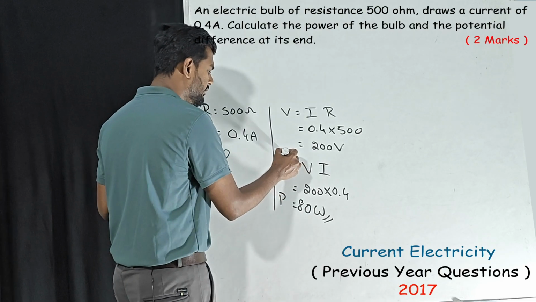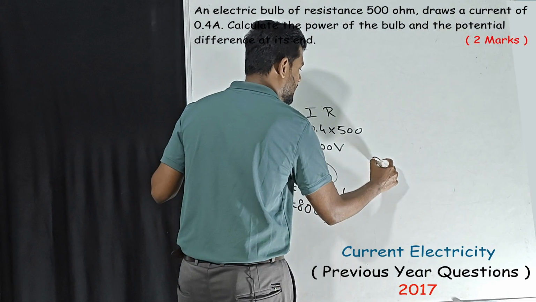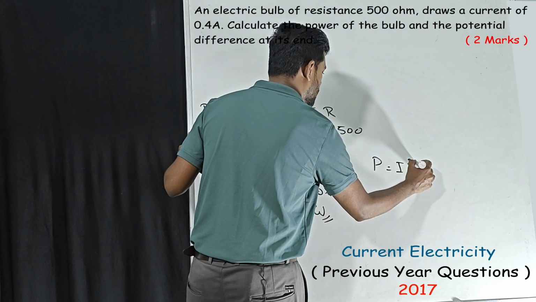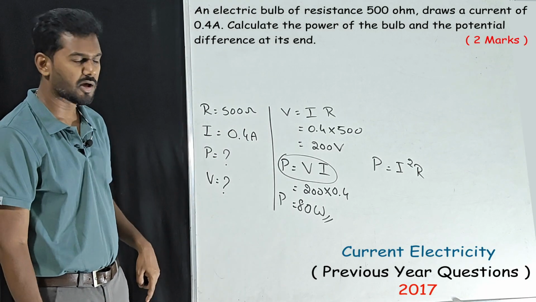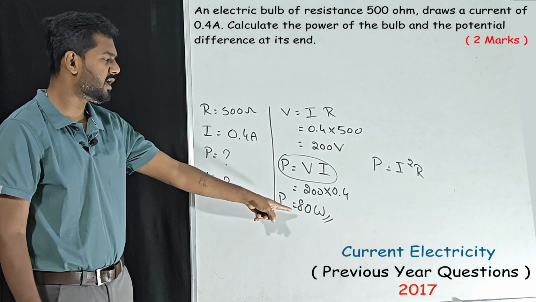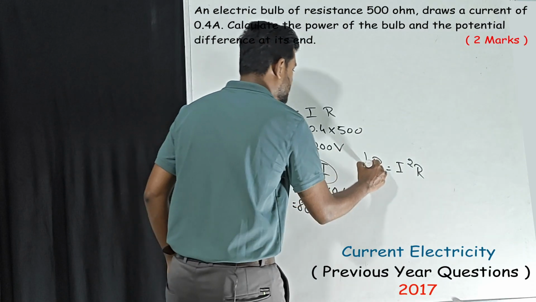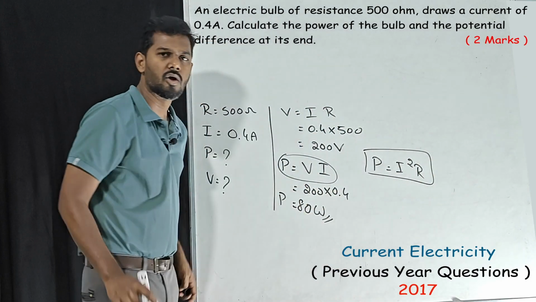See, this is not the only formula for power. Power is equal to I square R. This is also there, you can use that formula also. In that formula also you get the same answer. So whichever is easy for you, you can go for it.